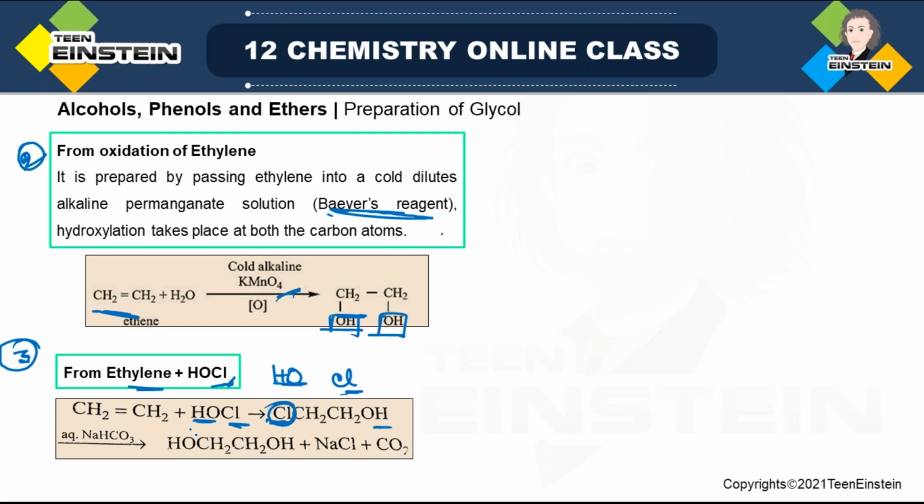is now replaced by OH. Fine. And these are the byproducts. So in this way also we can make glycol.